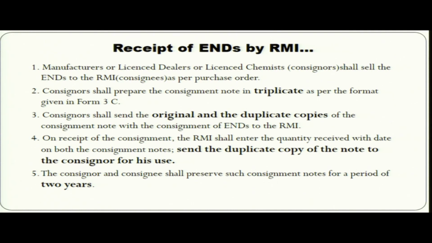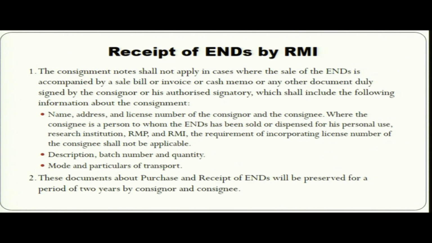Receipt of NDPS by RMI. Manufacturers or licensed dealers or licensed chemists, consignors, shall sell the NDPS to the RMI, consignees, as per purchase order. Consignors shall prepare the consignment note in triplicate as per the format given in form 3C. Consignors shall send the original and the duplicate copies of the consignment note with the consignment of NDPS to the RMI. On receipt of the consignment, the RMI shall enter the quantity received with date on both the consignment notes, and send the duplicate copy of the note to the consignor for his use. The consignor and consignee shall preserve such consignment notes for a period of 2 years. Receipt of NDPS by RMI.